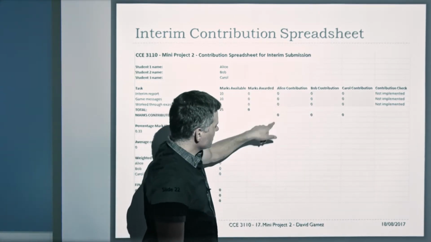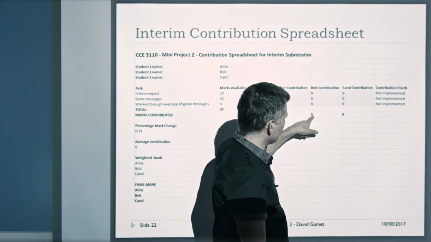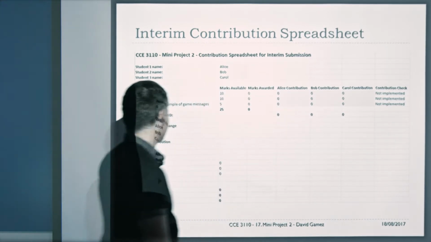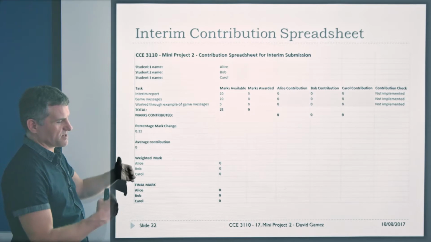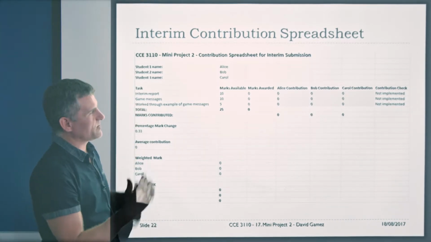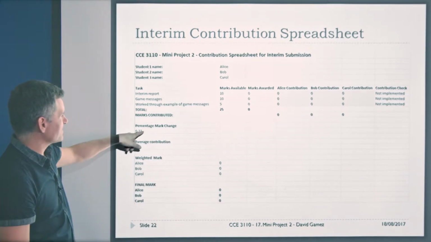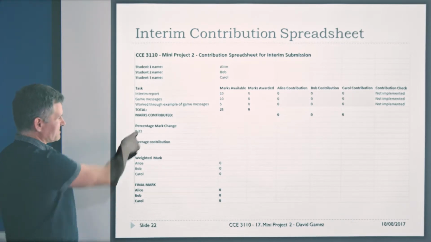So what the spreadsheet will do, it will calculate how many marks Alice has contributed to the project, how many marks Bob has contributed, and how many marks Carol has contributed. And then this is the amount of the mark, and depending on the contributions, the spreadsheet will shift Alice, Bob's, and Carol's marks up or down depending on their contribution. And they'll do that by up to 33%. That's what the percentage mark change means here.